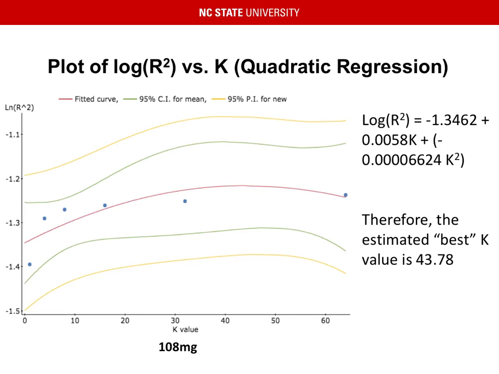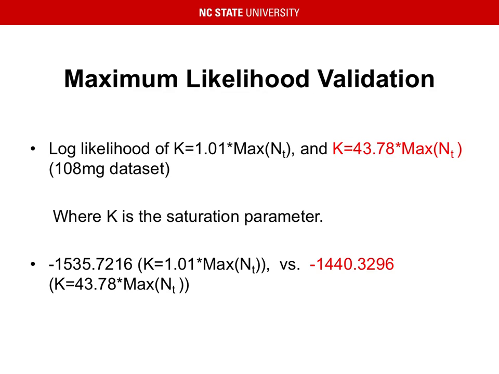Here we have the quadratic regression plot of log R squared versus K. And with the regression function beside the plot, we can easily calculate the best K value, which is 43.78. With the best K value we got in the previous slide, we can now calculate the likelihood number for different K values. Here we choose K equals 1.01, which is the first K we use for the plot. And obviously, the best K value has a much better likelihood number than the other one.